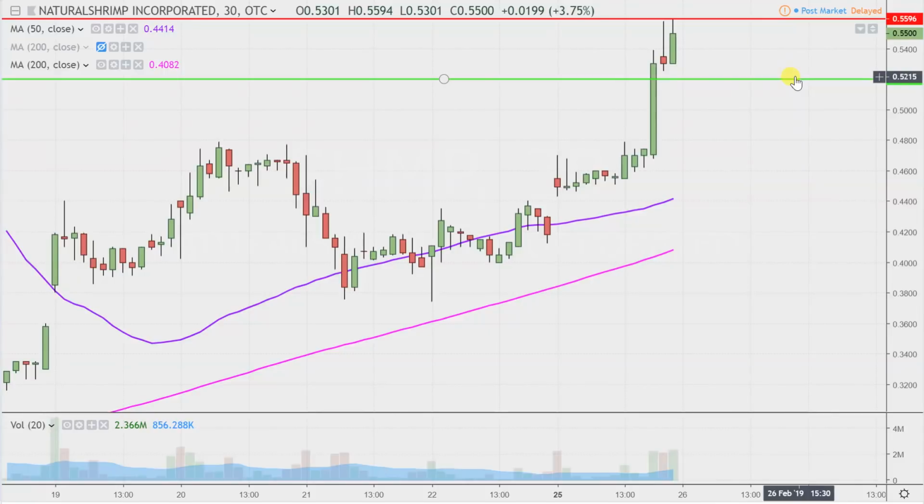Now, that being said, if the price falls below it, by no means am I saying the entire chart's destroyed or ruined or anything like that. But yeah, if the price could manage to actually stay up above that area, that would definitely be a huge sign of power going forward.